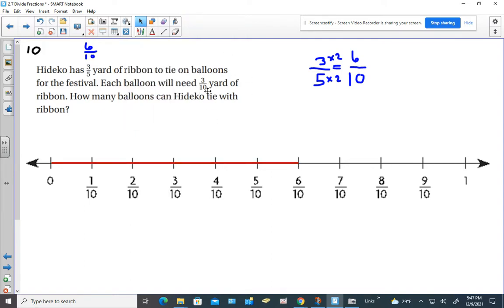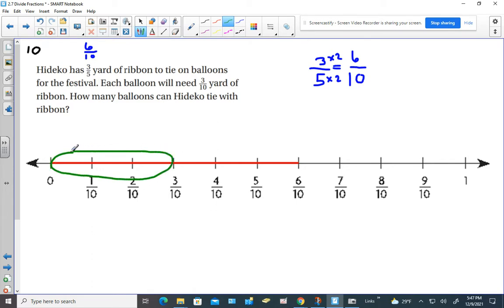All right, now it says each balloon will need 3/10 of a yard. So let's circle a group of 3/10, because here's a group right here, right? That's a group of 3/10. And don't I have it, if this is 1/10, 2/10, 3/10, don't I have another group of 3/10? So how many groups do I have? Well, how many green circles do I have, or ovals? Don't I have 2?